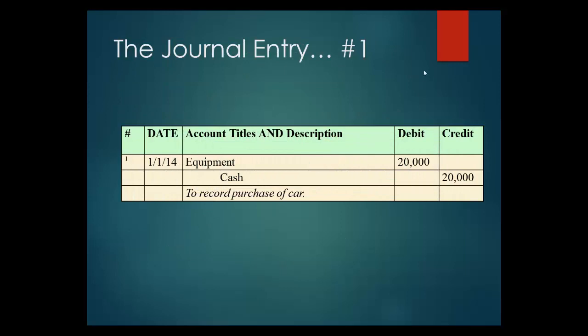Okay, let's create a journal entry. Here we go. This is transaction 1. Let's say it happened on January 1st. We increased equipment, so we debit equipment. We decreased cash, so we credit cash. Please note, debits equal credits. And also note that I like to put descriptions here. You're not required to do that for homework or exams, but it's a good general rule. So you've just seen your first journal entry.